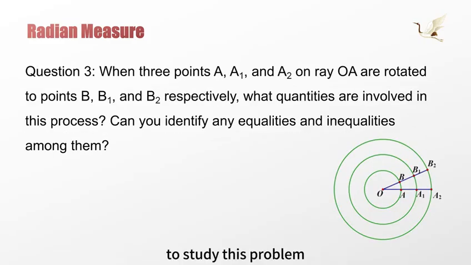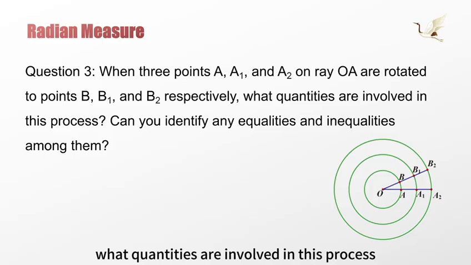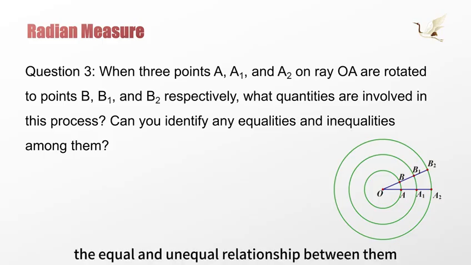To study this problem, we might as well take more points. I take 3 points on ray OA, A, A1, A2, and rotate them to points B, B1 and B2 respectively. What quantities are involved in this process? Can you find the equal and unequal relationship between them?